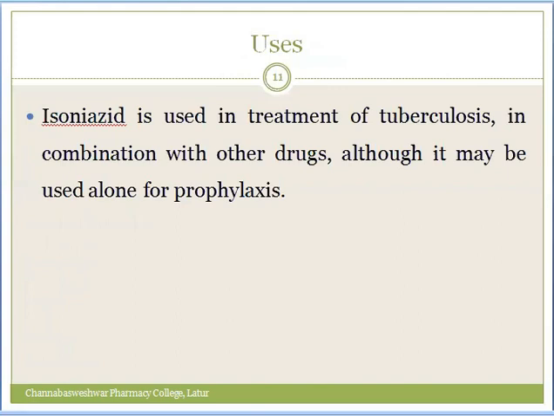Last, uses of isoniazid. Isoniazid is used in the treatment of tuberculosis infection, meaning it is used as an anti-TB drug. In combination with other drugs, it may be used alone for prophylaxis of TB. That means isoniazid in combination with other drugs like rifampicin, ethambutol, pyrazinamide is used in the prophylaxis of TB. So this is about the pharmacology of isoniazid.